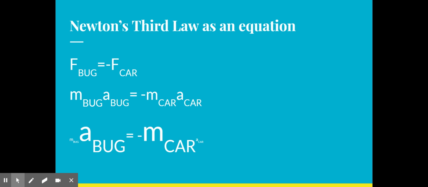If we wrote it with their sizes relative to each other, the bug's going to have a tiny mass and a huge acceleration. The car, on the other hand, is going to have a massive mass and a teeny tiny acceleration. Yeah, when you hit a bug, your car feels a force, but it's not enough force for your car to appreciably accelerate. The acceleration is so tiny and over such a small period of time that you wouldn't notice it even if you were staring at your speedometer.